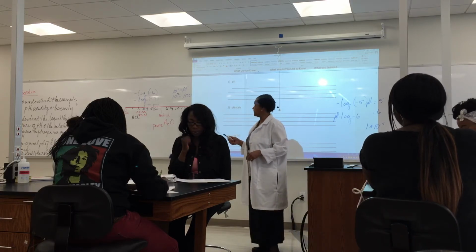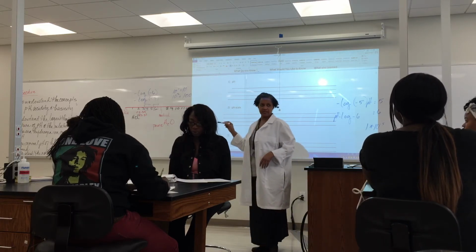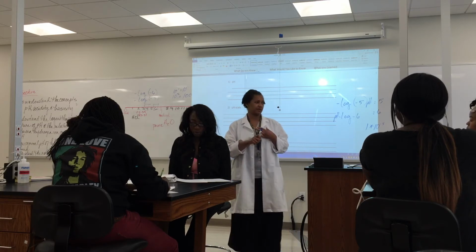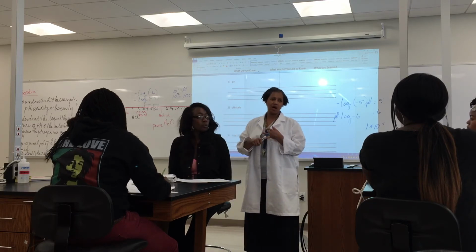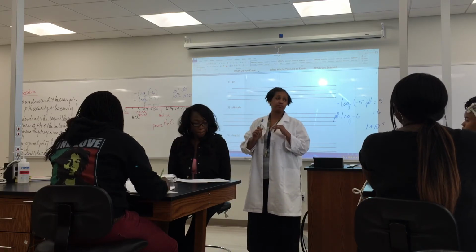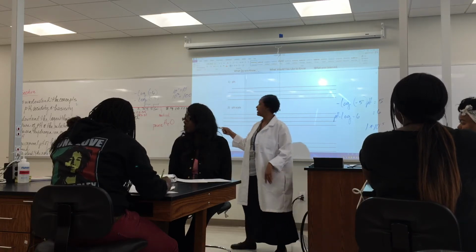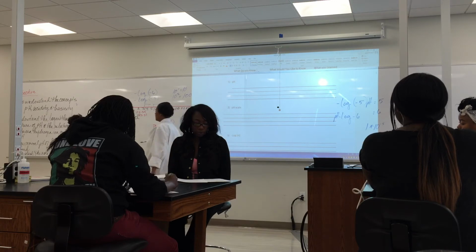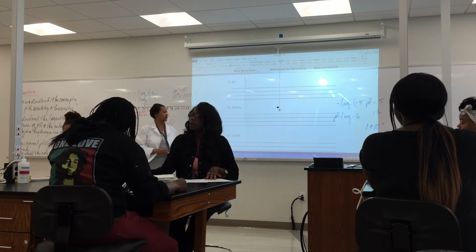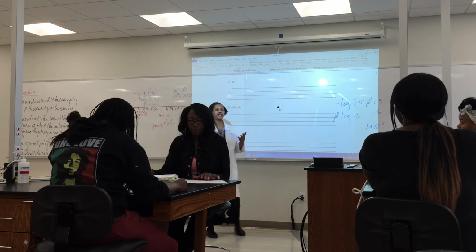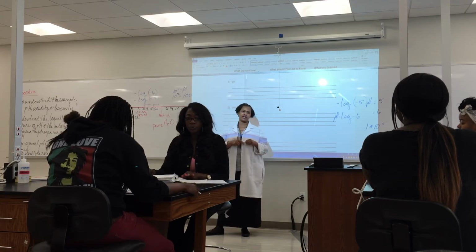So today, as we're going through these objectives, we have 2 labs that we're going to complete. One of them has to do with buffers. So we're going to move on to the next objective, and we need to know the pH of blood. What is the pH of blood in your body? What's that range?